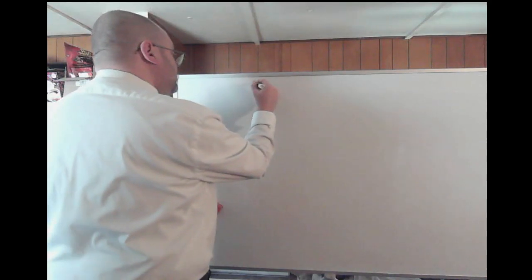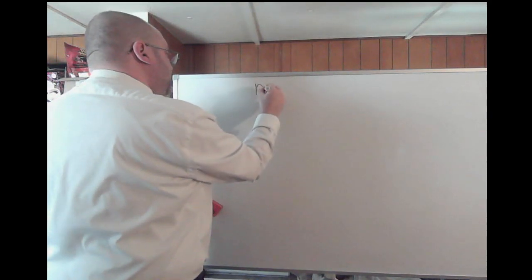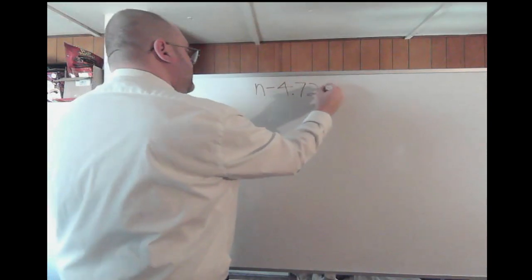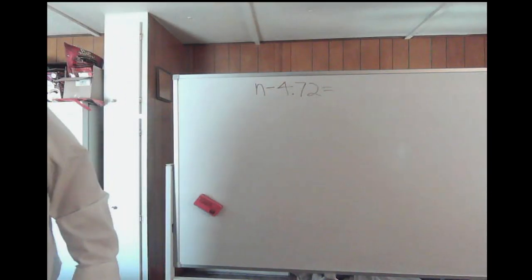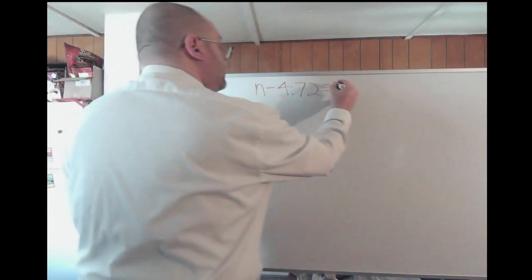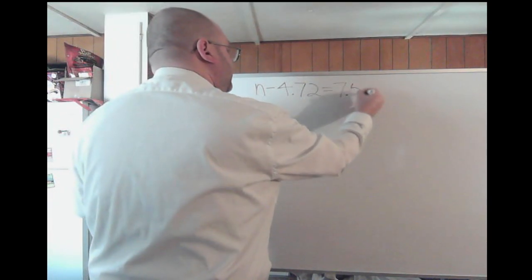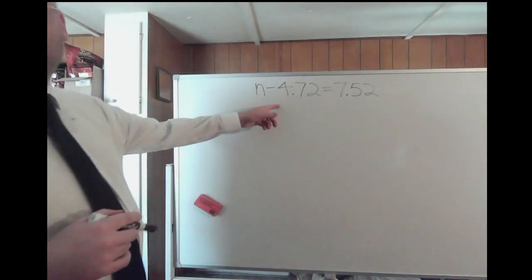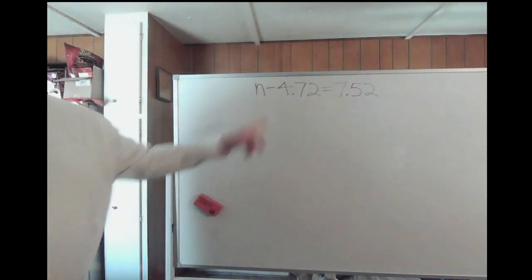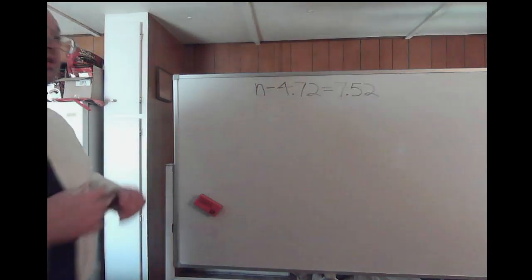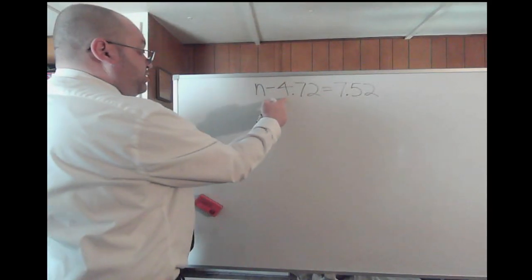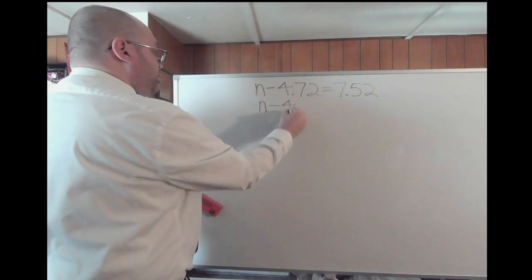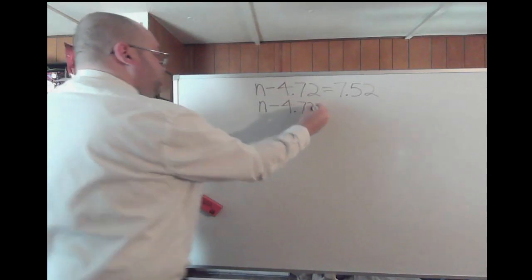All right. n minus 4.72 equals 7.52. So we got n minus 4.72 equals 7.52. Well, we have minus 4.72. We need to add 4.72 in order to get rid of that 4.72 and get n by itself.